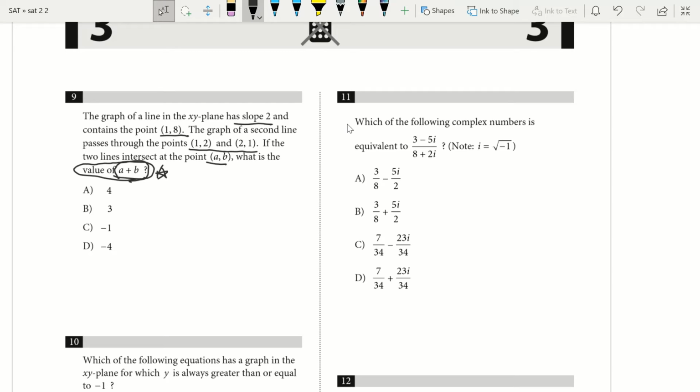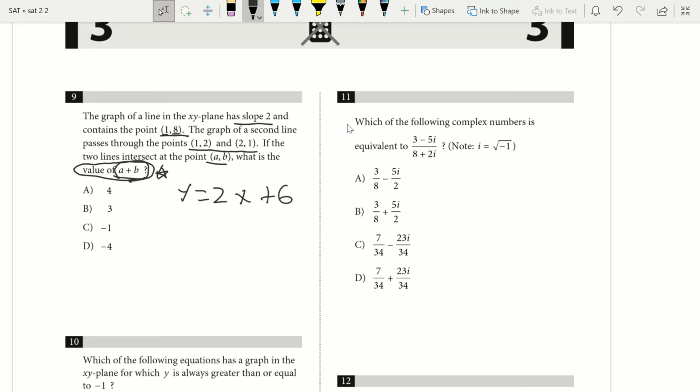Alright. So, our first equation, we have a slope of 2, so we have y equals 2x, and contains the point (1, 8). Well, if it contains the point (1, 8), to find our y-intercept, all that we have to do is subtract 2 from our y, because we're moving back 1 to get to 0. So, instead of 8, we're going to have 2x plus 6, because we moved back 1 to get to our y-intercept.